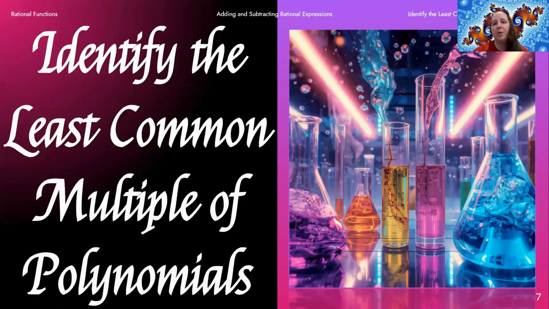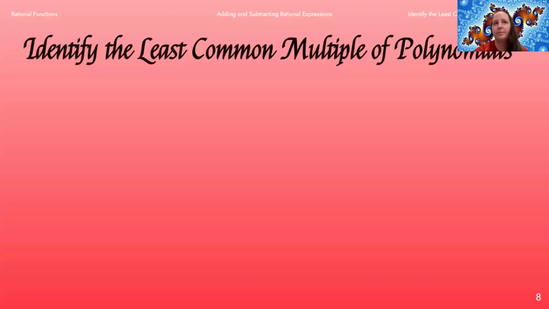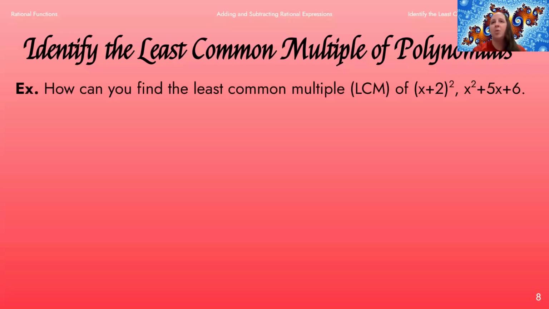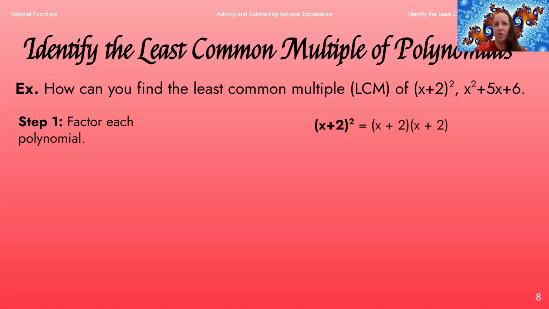Identify the least common multiple of polynomials. How can you find the least common multiple, or LCM, of x plus 2 squared and x squared plus 5x plus 6? The first thing you want to do is factor these polynomials. X plus 2 squared is really x plus 2 times x plus 2. X squared plus 5x plus 6: I'm looking for numbers that multiply to get 6 but add to get 5. In this case, 3 and 2 multiply to get 6 and add to get 5. So that gives me x plus 2 times x plus 3.